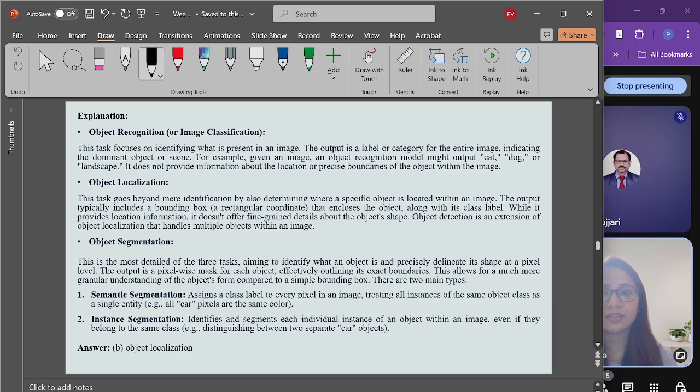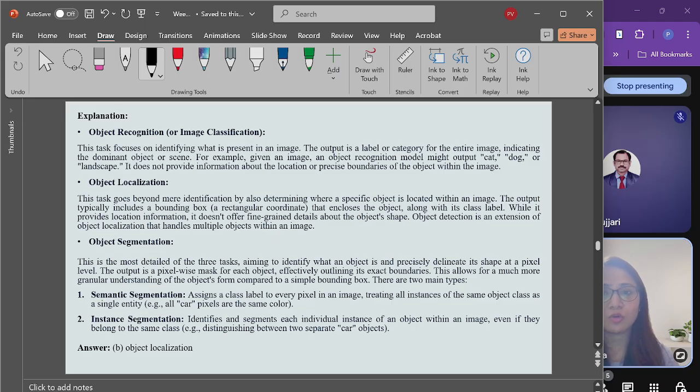The output is a label or category for the entire image, not a single object, which indicates the dominant object or scene. For example, given an image, an object recognition model might output cat, dog, or landscape. It will give all the answers, because in the image there is a lady, a car, a road and some other things, but where they are, it will not tell you. It does not provide information about the location or precise boundary of the object within the image.